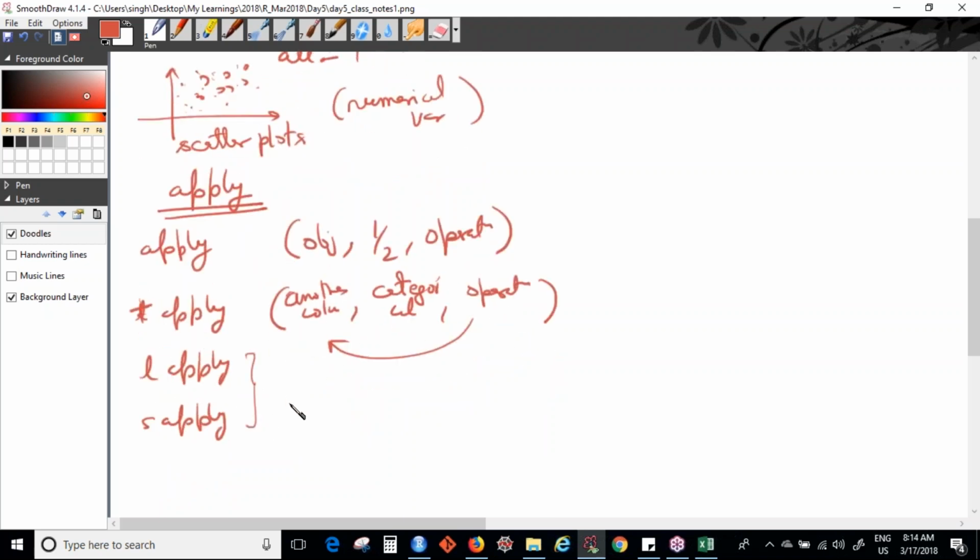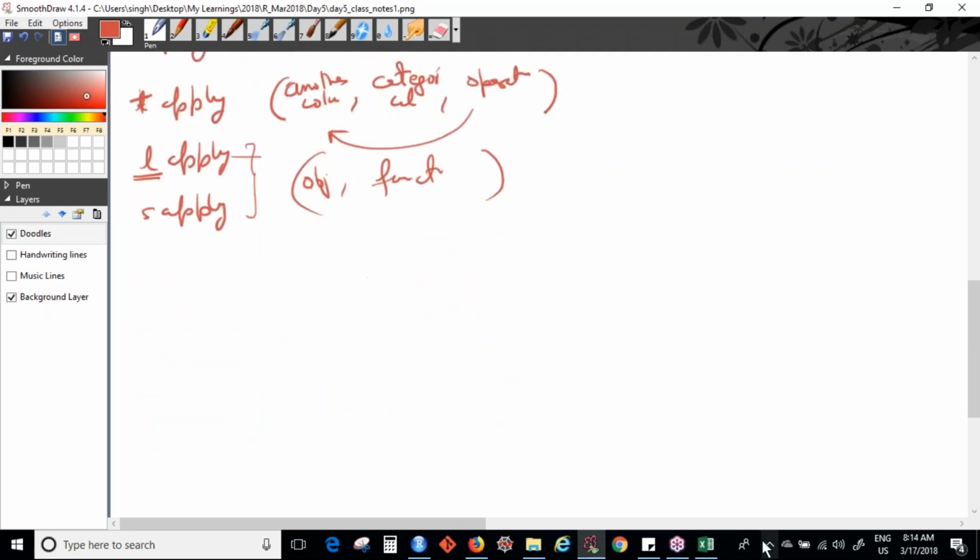Both lapply and sapply have similar syntaxes. The output of lapply is a list, and the output of sapply is a normal vector. The syntax is the same. You write the object, and then you write the operation that you want to do. This is the syntax of lapply and sapply. We saw a few examples. I won't go into the details again.